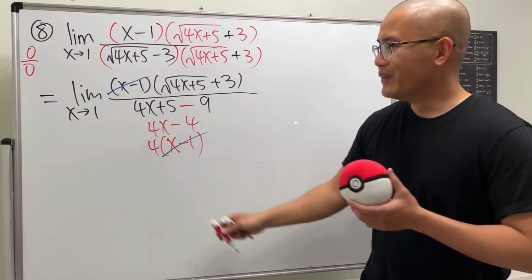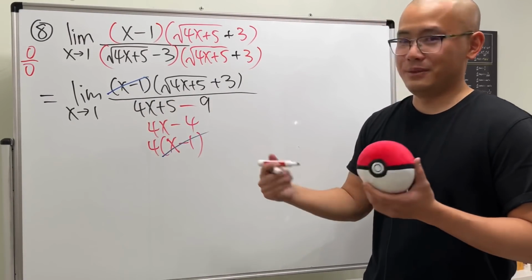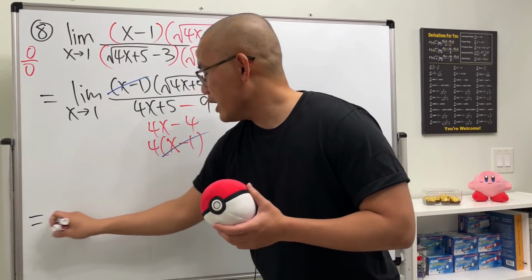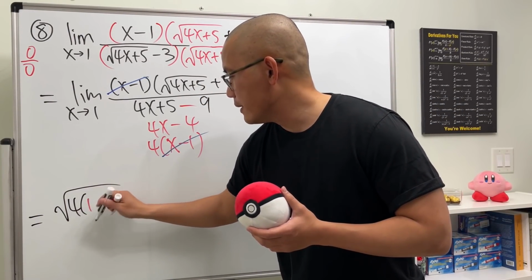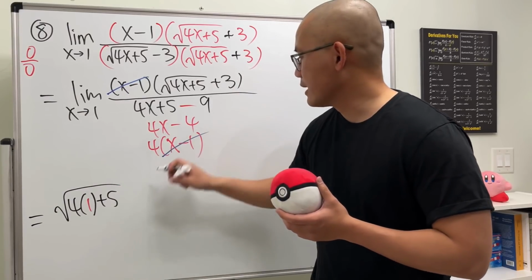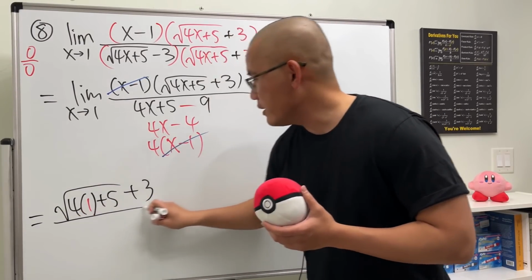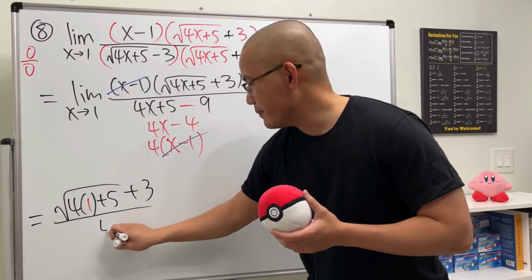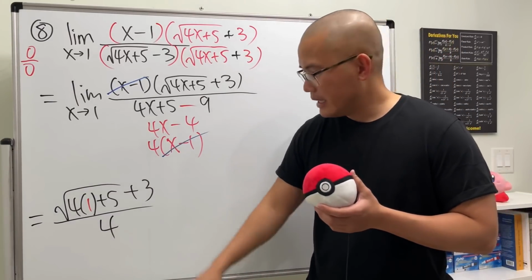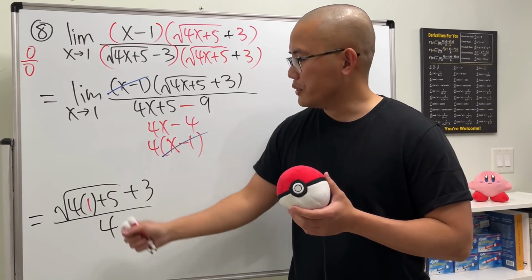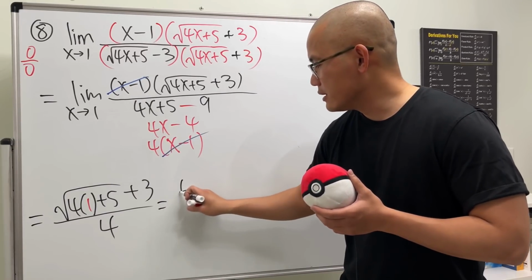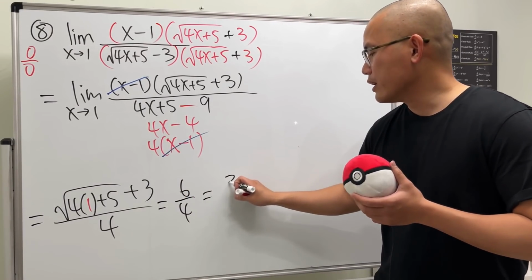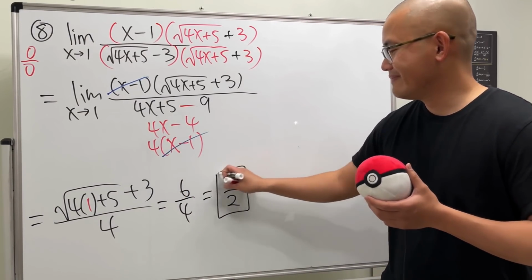And guess what? We can just put a 1 into this x and then compute it. So we are going to get square root of 4 times 1 plus 5 and then plus 3 on the top over just a 4 on the bottom. And let's see what we get. This is 9 in the square root, which is 3. 3 plus 3 is 6, and over 4, so this is 6 over 4. Of course, reduce that, we get 3 over 2.